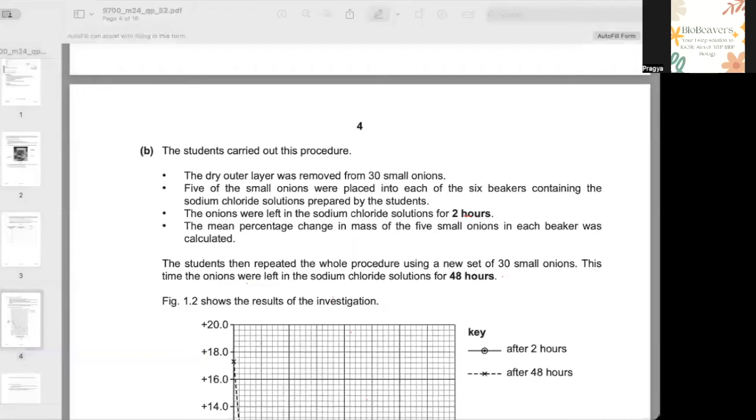So here again we have the dry outer layer was removed for 30 small onions. 5 of these small onions were there. They were left in sodium chloride. And the mean percentage change for 5 small onions was carried. We consider these are important points. 30 small onions is an important number I see here. And as usual, these are a few things which came to my mind and I've marked them. I move ahead trying to understand what the next question in this entire process is.